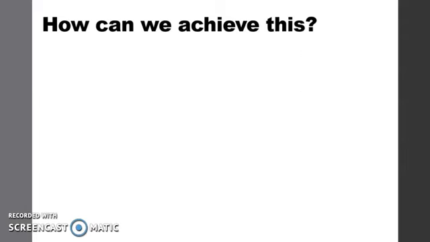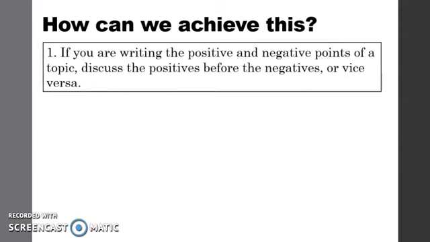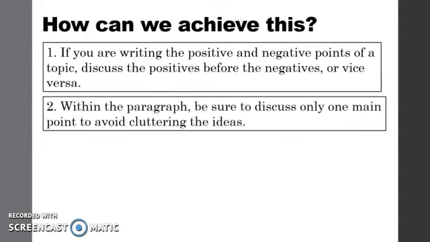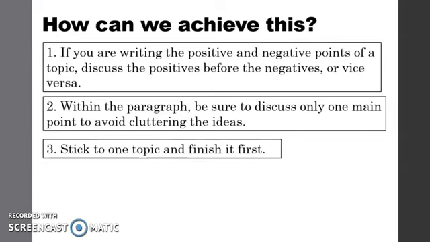Now, how can we achieve coherence in writing? Consider the following steps. If you are writing the positive and negative points of a topic, discuss the positives before the negatives or vice versa. Do not discuss them by interchanging positive and negative because this will confuse the reader. Within the paragraph, be sure to discuss only one main point to avoid cluttering the ideas. Then, stick to one topic and finish it first, instead of reverting back to it again and again.